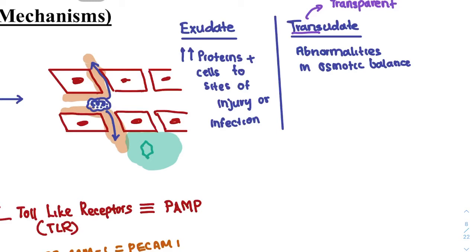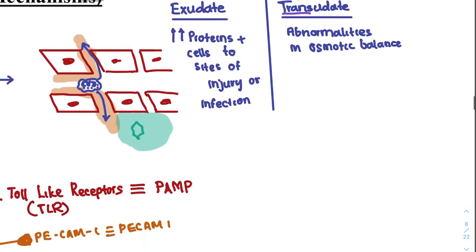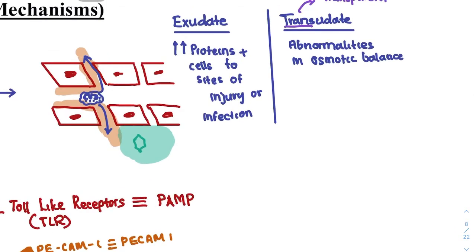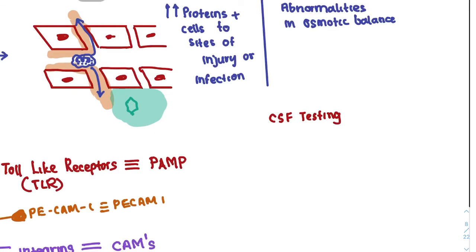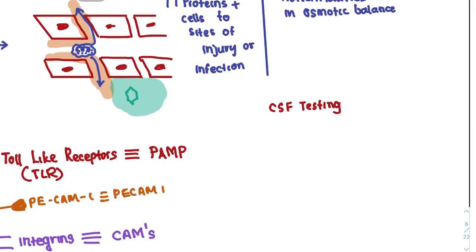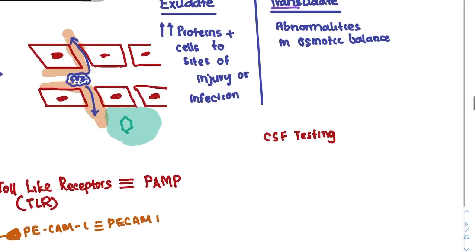So the best example here is CSF testing, cerebrospinal fluid testing. This is very important in diagnostics, and what this entails is, you take a sample of CSF and you check the color. If you see it has a whitish color, or if it's yellowish, you can say that there is an exudate, there is an infection happening in the spinal cord or the brain.